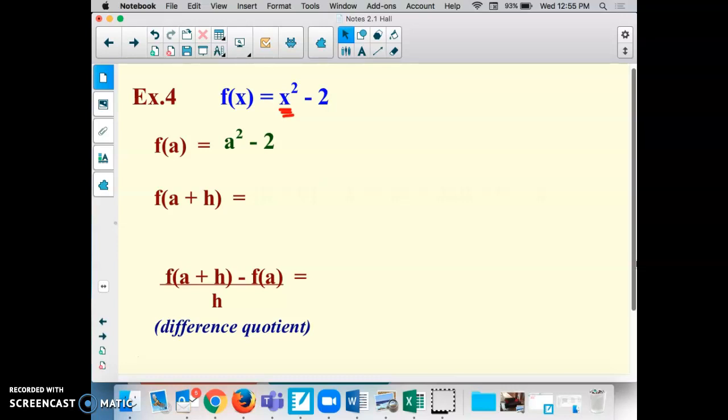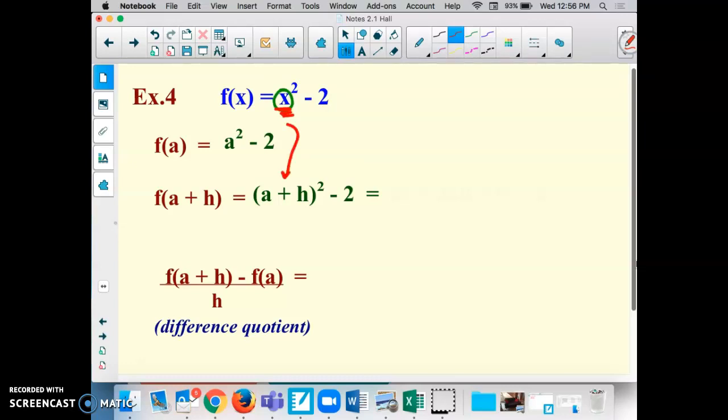Okay, the second one. Now what I'm going to do is take the a plus h and put that in the place of x. So you're going to see this real quick. Instead of x here, you're now going to see a plus h. There's the a plus h, squared minus 2. Notice what happened. In the place of x, I put the a plus h, that whole thing, squared minus 2.